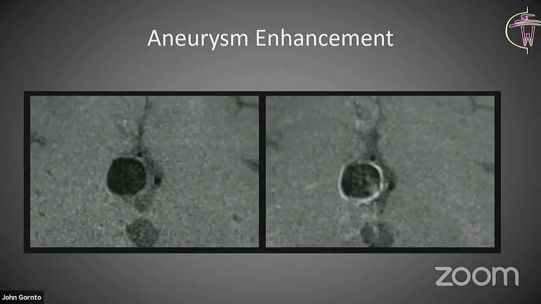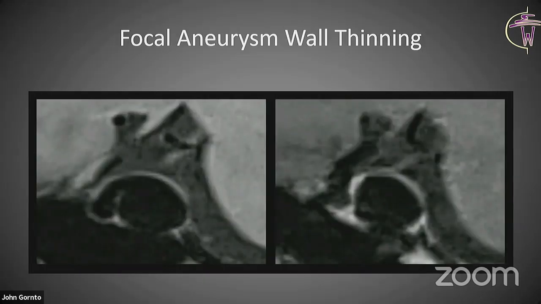And here's an example of an aneurysm that shows circumferential wall enhancement that is fairly large here. And here's an example of wall thinning, where you can see there's a little area of wall thinning posteriorly here that the raters detected. Right there and right there.